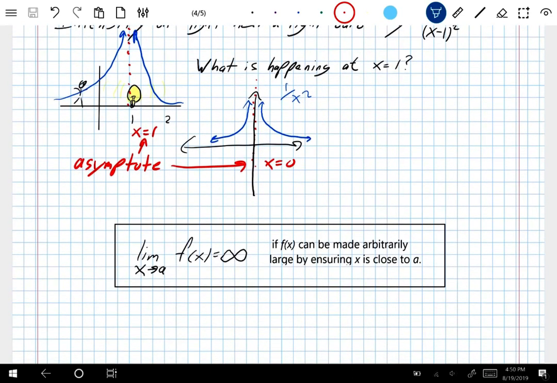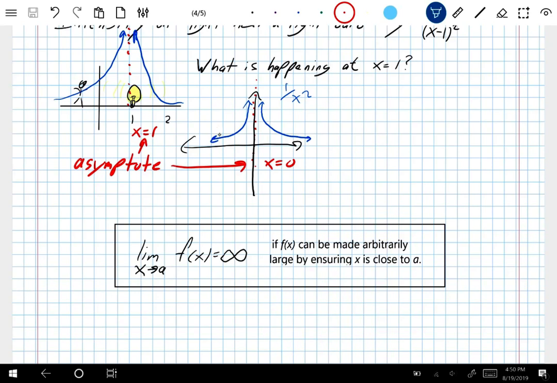The limit as x goes to a, as x approaches a, of f of x equals infinity. This may be the first time you've ever used infinity properly in your entire mathematical career. I hope you're excited. So we say this if f of x can be made arbitrarily large, as big as you want, by ensuring x is close to a. So this is how we're going to deal with this kind of infinity right now.